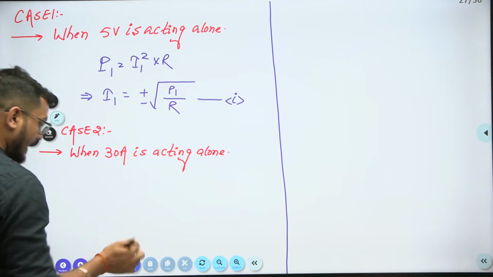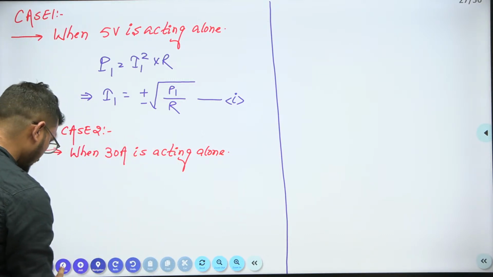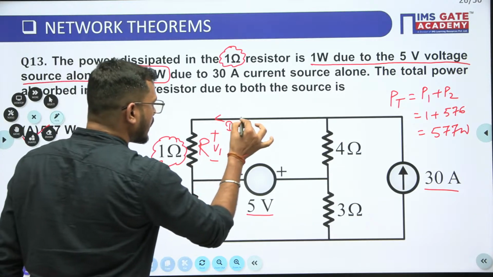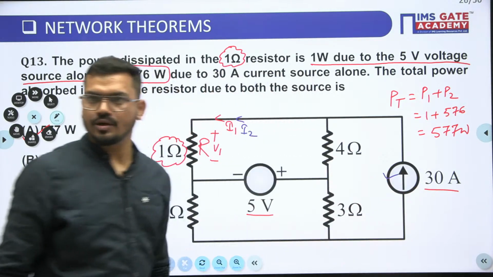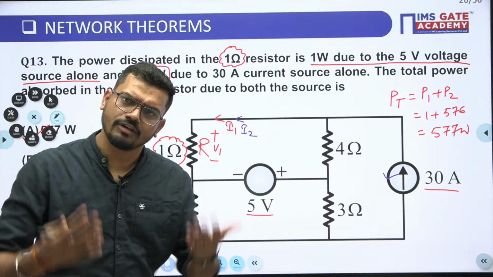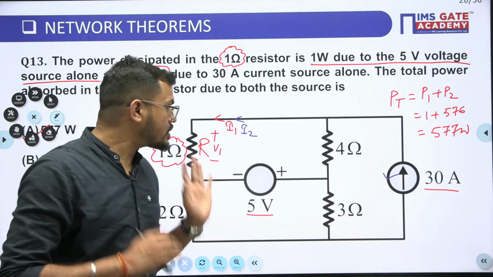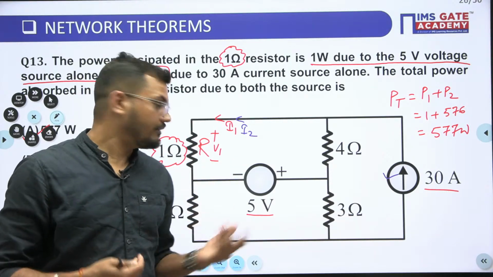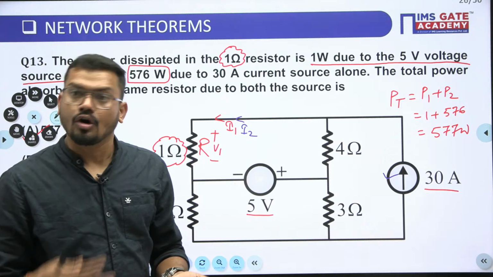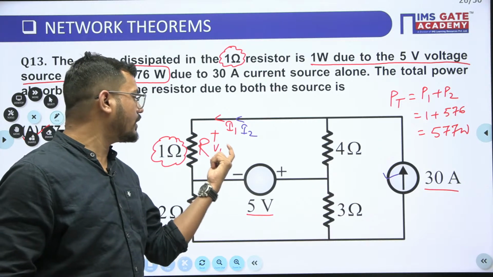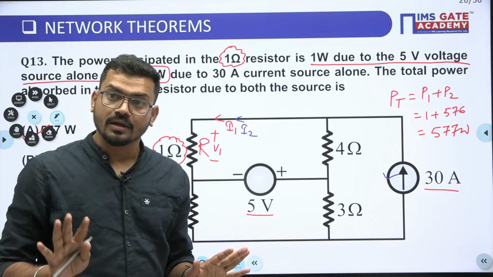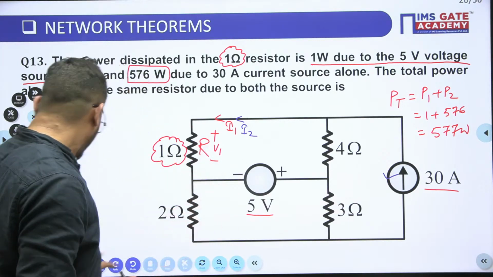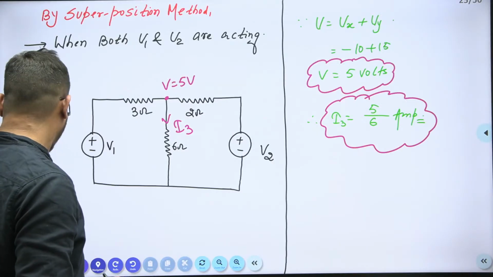Then again I am assuming the current through this is I2, due to this only. We don't know the values of I1 and I2; we are just assuming the current will be I1 in the first case and I2 in the second case. Or you can assume the voltage is V1 in the first case and V2 in the second case. Is it clear to all? Yes or no?